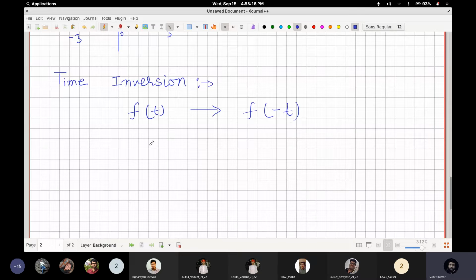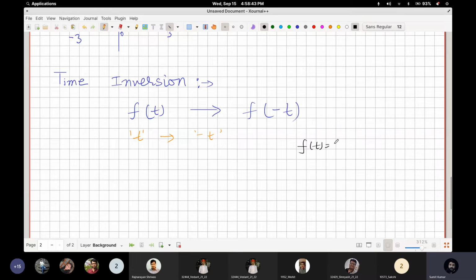Let's see the same example here. Again we will be replacing t by minus t. You see that these are the operations being performed on the independent variable t and not on f of t. So now we are doing time inversion. Let's see this. So what will happen here? Let's say f of t is again given like that only.